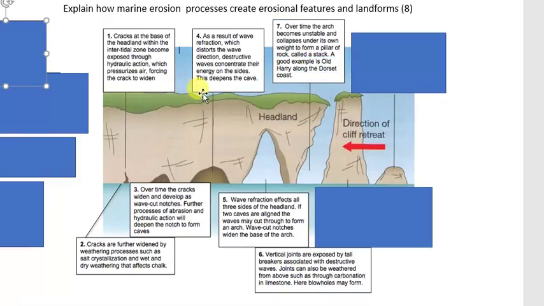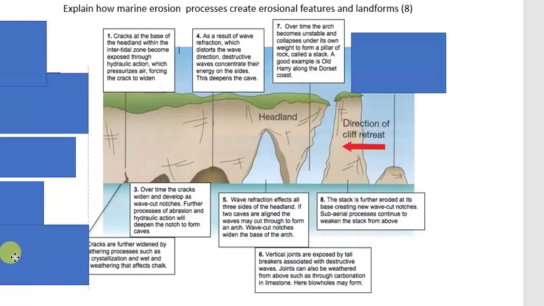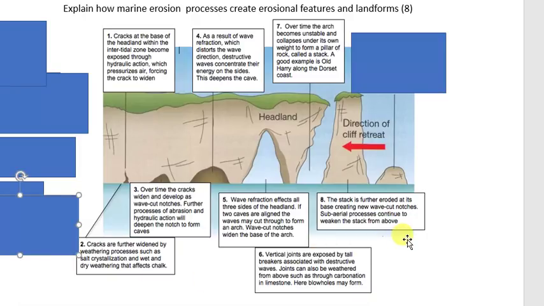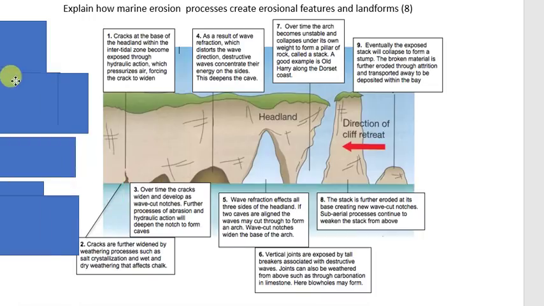7. This carries on. The arch becomes unstable and collapses under its own weight to form a tall pillar of rock called a stack. 8. The stack is further eroded at its base, creating new wave-cut notches. Rinse and repeat, and then subaerial processes carry on, weakening the stack above the wave attack zone, beyond the influence of waves. 9. The exposed stack, which is now in front of the headland, so it's really exposed, collapses to form a stump.